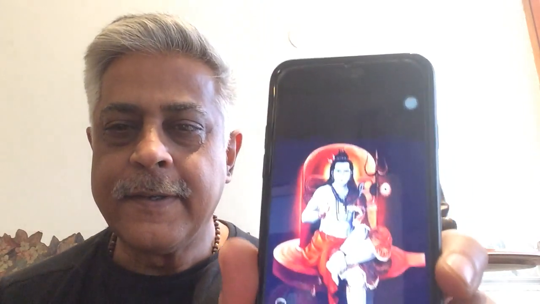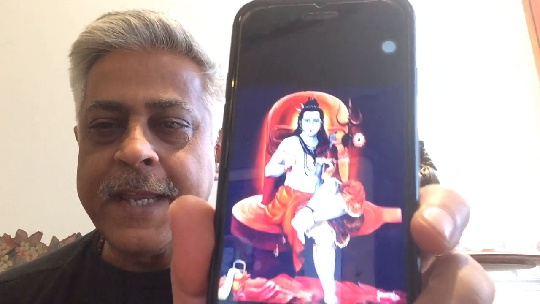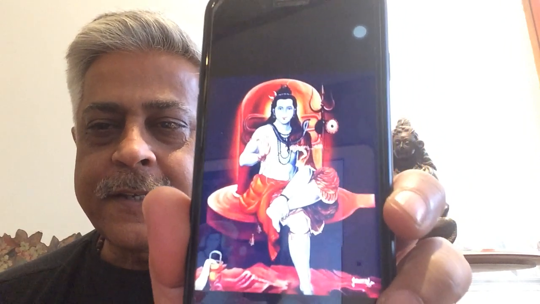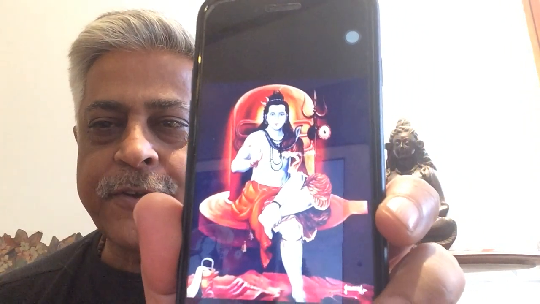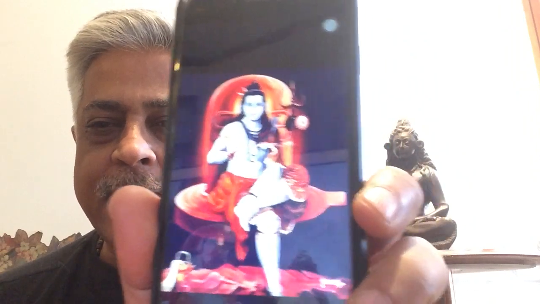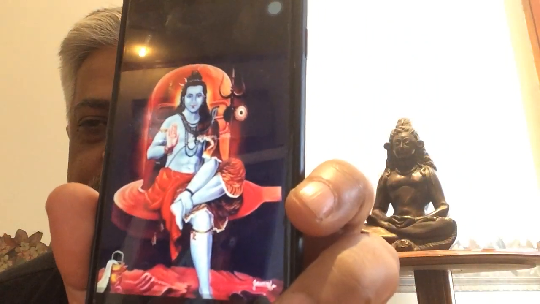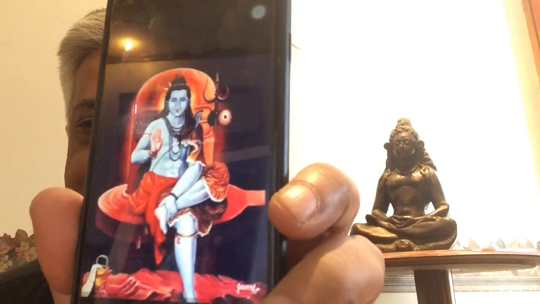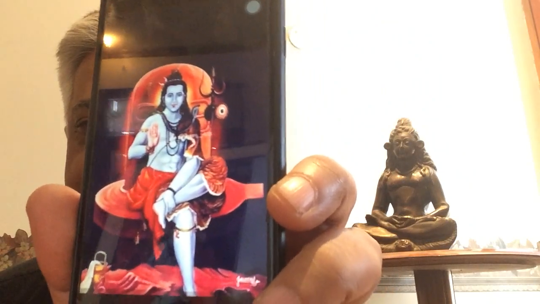I saw another beautiful picture on Facebook of Lord Shiva, which I want to share with you with my input. You can see the artist has drawn Shiva seated on a shivling with one leg in the air and the other one on the ground. And I want to talk to you about this. You see, one leg on the ground and one in the air.